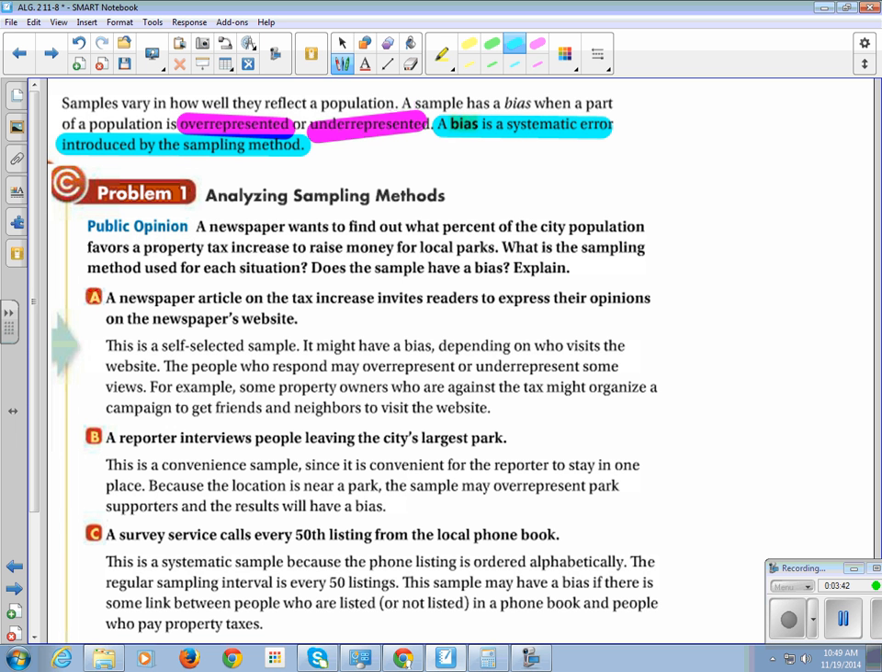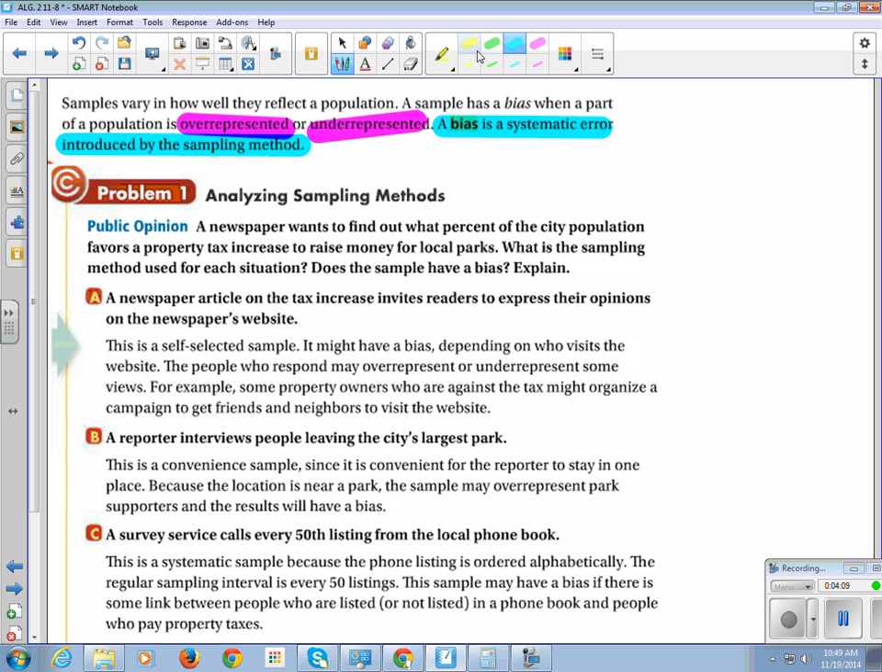A newspaper wants to find out what percent of a city population favors a property tax increase to raise money for local parks. What is the sampling method used for each situation? Does the sample have bias? And explain. So the first scenario is a newspaper article on the tax increase invites readers to express their opinions on the newspaper's website.